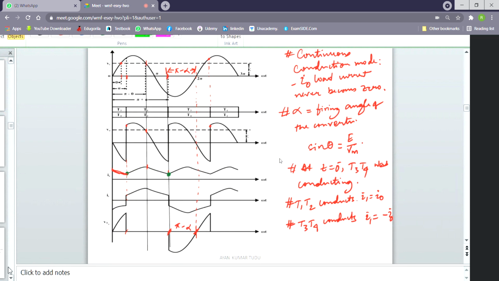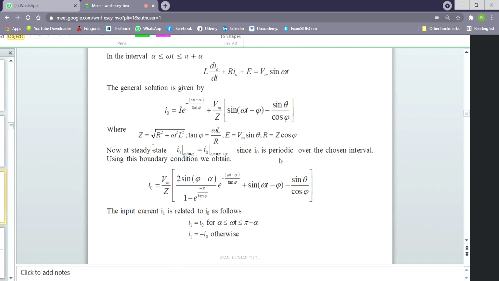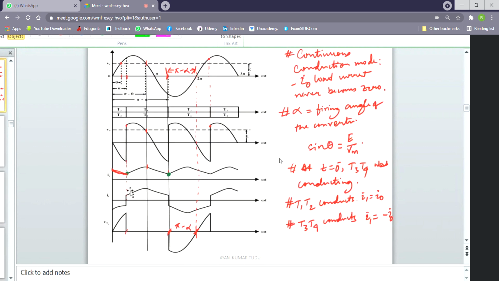So if this is the case, then using this boundary condition in this expression, we get the total expression of I0 as this. So how is the input current related to the output current? As you can see, I1 equals I0 for alpha less than or equal to omega t less than or equal to pi plus alpha, and I1 equals minus I0 for the second part.